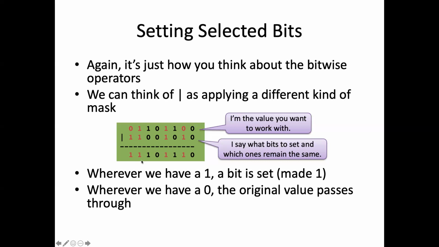So OR is good for setting selected bits. It lets you pick bits you want to turn on. You just have to prepare a mask that says which bits you want turned on. You put a 1 there. Which bits you want to leave unchanged, you just put a 0 there.